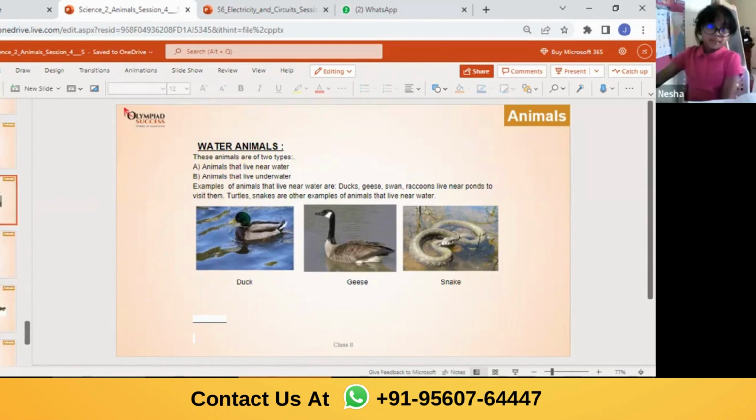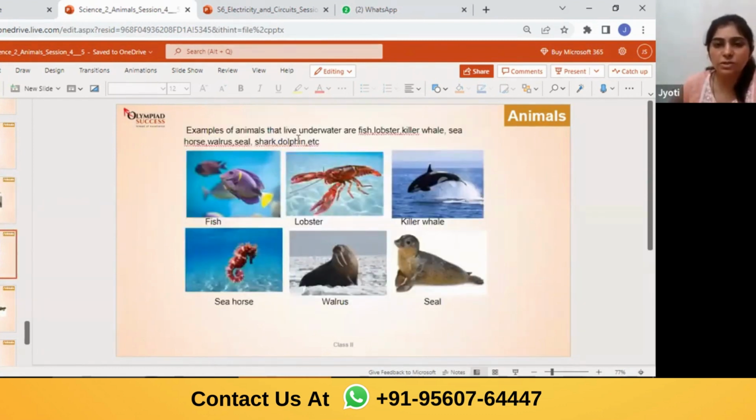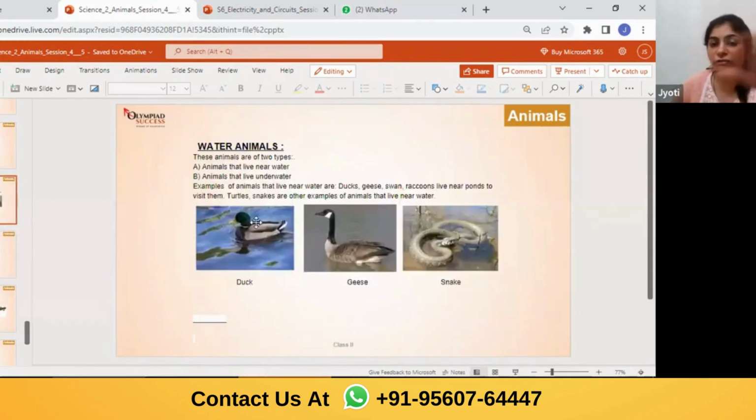So water animals, like some snakes also live in water. There are ducks, there are geese. These all live in water. Examples of the animals that live underwater are sea lobster. They all live underwater. And these were the animals which are living on water.